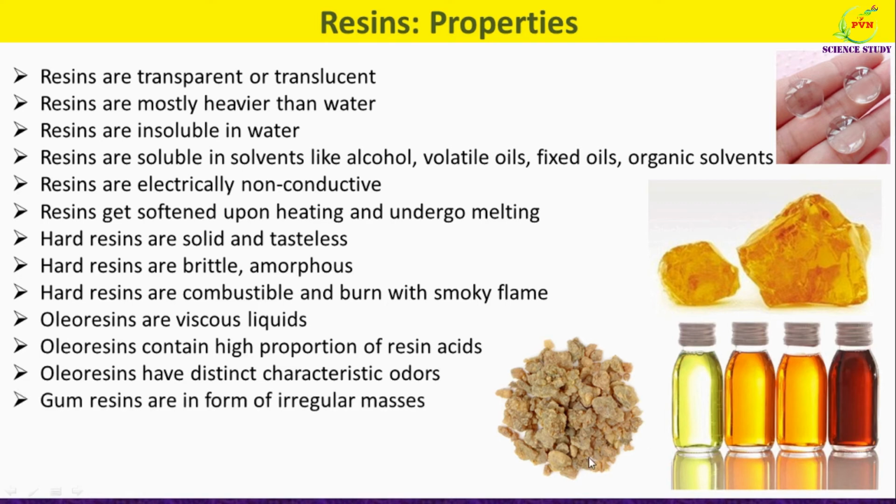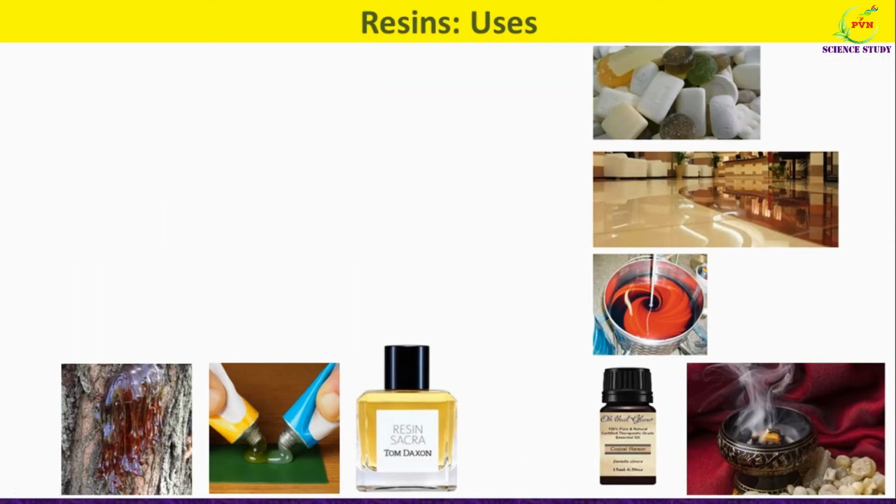Then the third type is gum resins. This is the photograph of gum resins. Gum resins are milky substance when oozing out from the plant cuts and later harden into the irregular masses, as you can see here. Now we will study uses of resins. Resins are very important secondary metabolite and have several uses.